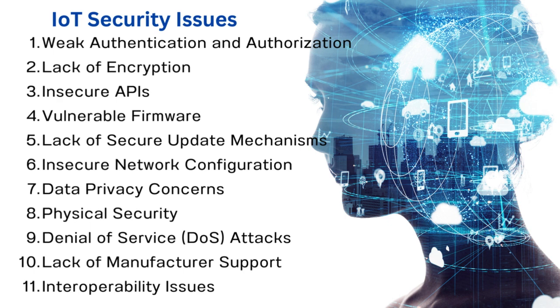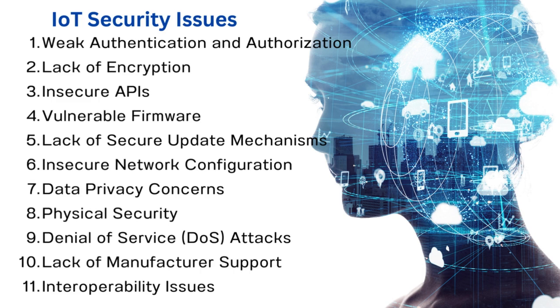Number nine is denial of service, DOS. IoT devices can be hijacked and used as part of botnets to launch DOS attacks, flooding the network or the servers with traffic and disrupting the service. It can cause downtime and financial losses for the organizations. The 10th one is lack of manufacturer support. IoT devices may receive limited or no support from the manufacturers, leaving them vulnerable to emerging threats and exploits with no patches or updates available, potentially rendering them obsolete or insecure over time.